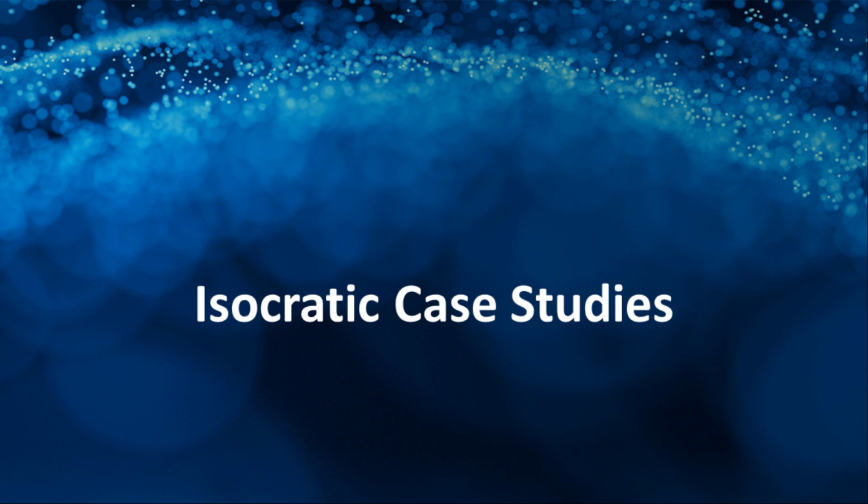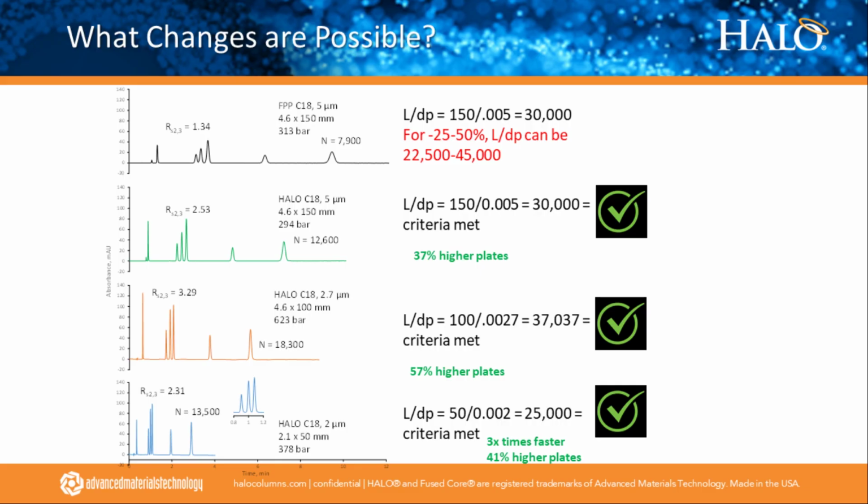So now let's review some isocratic case studies. And I know this is another content-heavy slide, so bear with me as I step you through it. In terms of what changes are possible, the top chromatogram in black used a 5 micron fully porous particle C18 column with 4.6 by 150 millimeter dimension. And we've calculated the L to DP ratio to be 30,000. So for minus 25 to 50%, our L to DP can be in the range of 22,500 to 45,000.